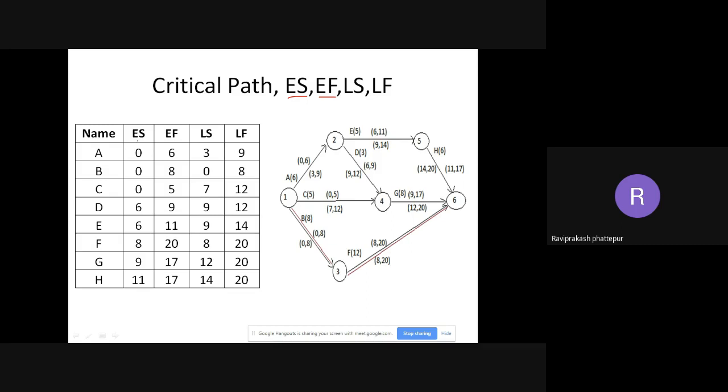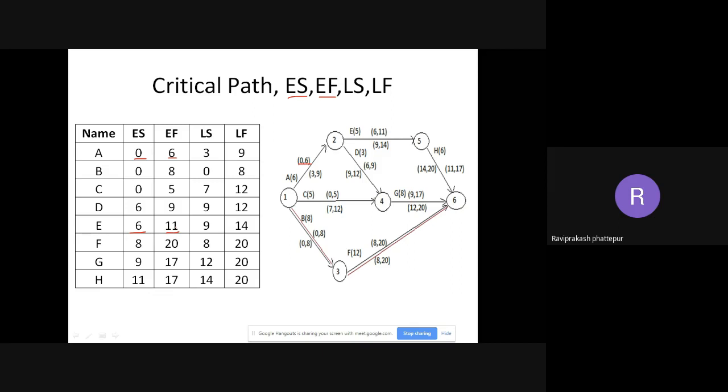So for ES and EF, that is the forward pass. For A, it is 0, 6. So 0 is the early start, it is written here. EF is the early finish, 6 is written here. For B, it is 0, 8, again 0, 8 is written. For C, it is 0, 5, 0, 5 is written. For E, it is 6, 11. E is here, 6, 11. 6 is here, 11 is here. That's how you need to write for all the activities. So that is early start and early finish.